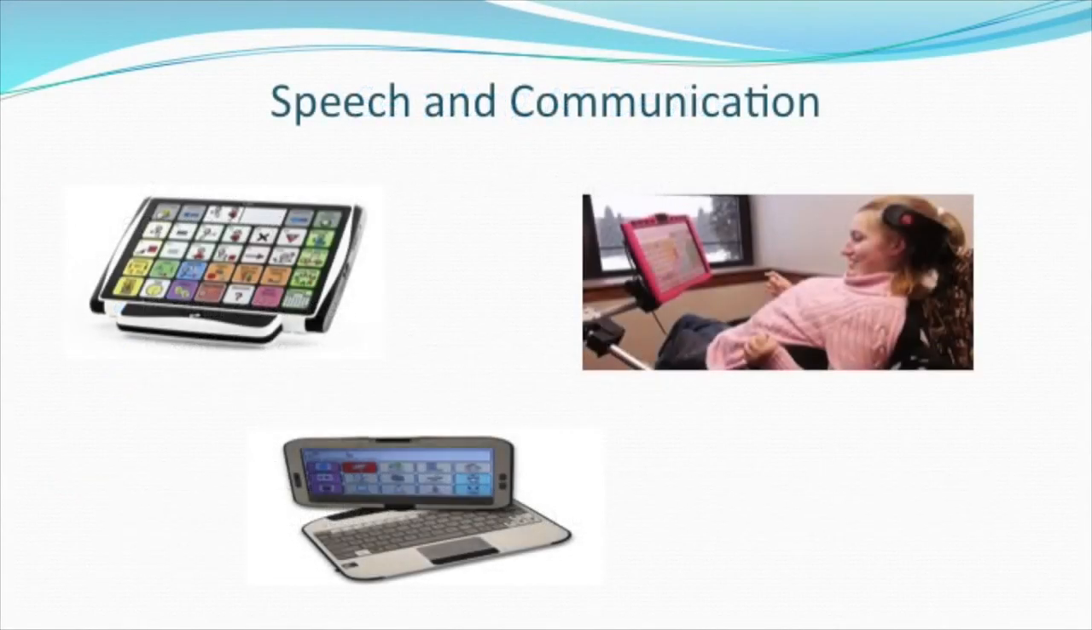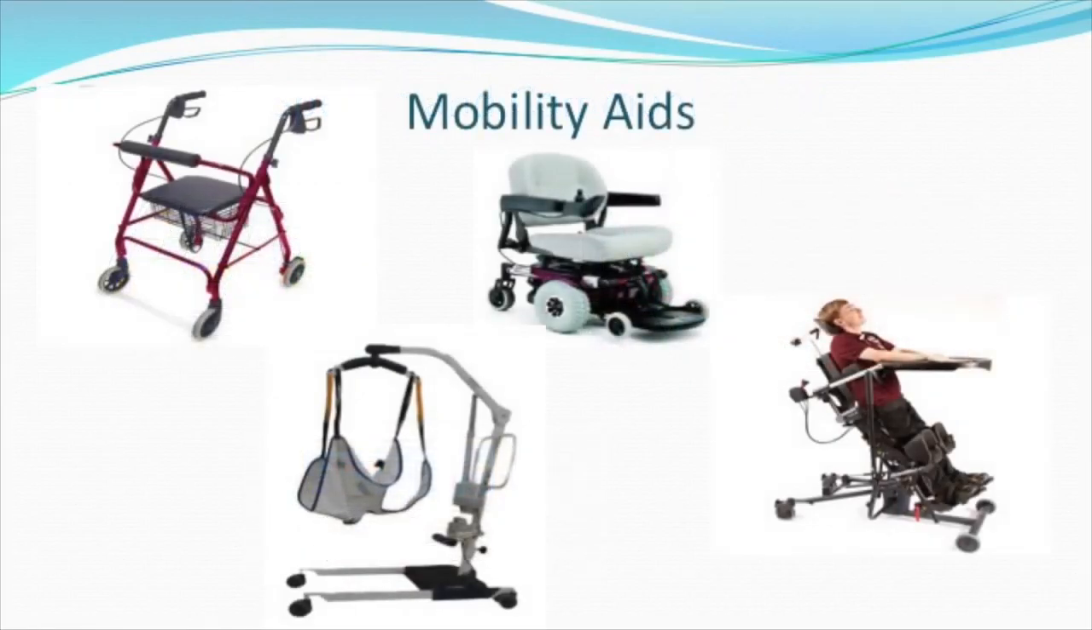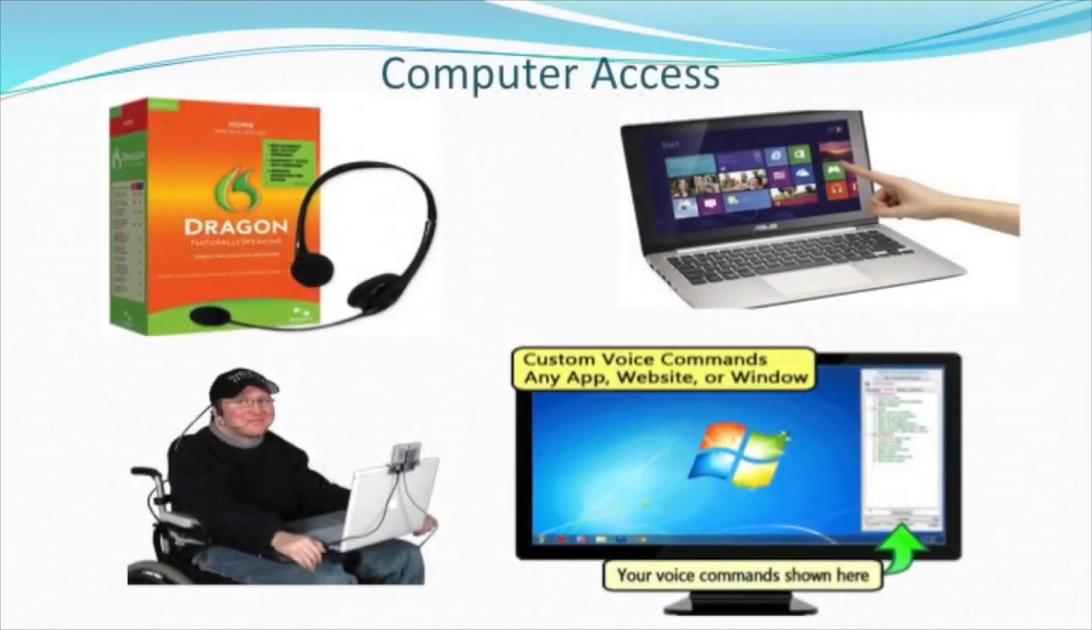So you have someone with a speech or communication barrier. Here are some examples of communication boards. Here's some examples of mobility aids, a walker, a Hoyer lift, and wheelchairs. Here we have computer access products, as we talked before with Microsoft and Apple. You have Dragon, touchscreen, and then voice activation for using the computer.